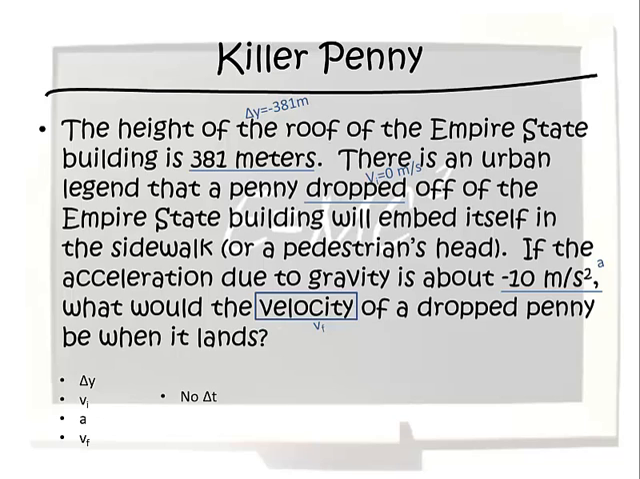In that case, I'm going to choose the equation that doesn't have delta t in it. When I look, it is vf squared equals vi squared plus 2a times the displacement, in this case delta y. I'll leave it for you to solve the problem, and when you do solve the problem, show me the evidence, and that is your assignment for this video.